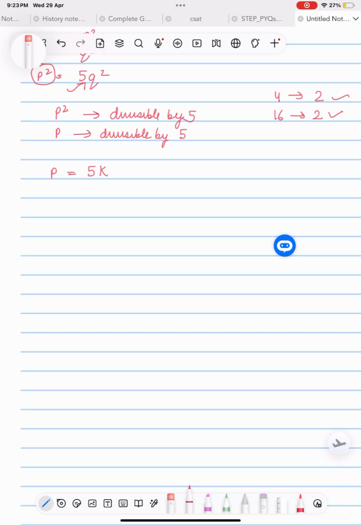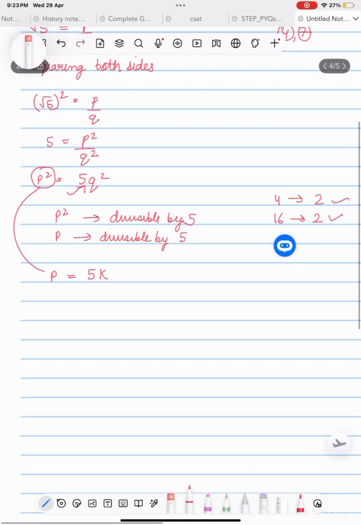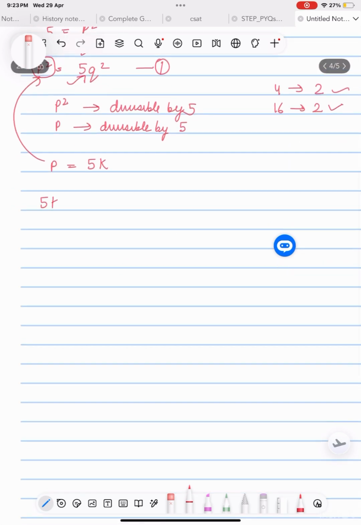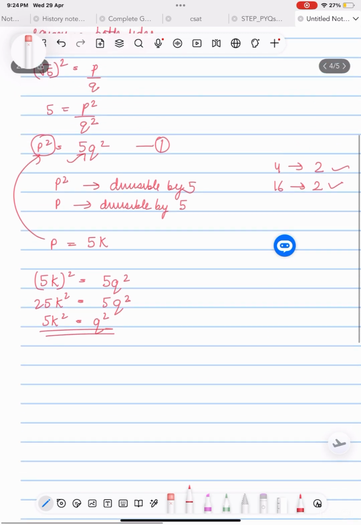Now let's substitute this p in equation number 1. 5k whole square equals 5q square. This is 25k square equals 5q square. 5k square equals q square. This you will get after solving.